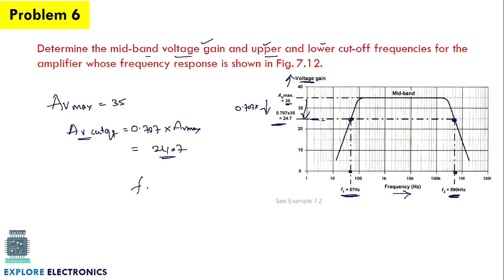That is, F1 is equal to 57 Hertz, which is the lower cutoff frequency, and F2 is equal to 590 kilohertz, which is the upper cutoff frequency. Okay, it is easy to solve.